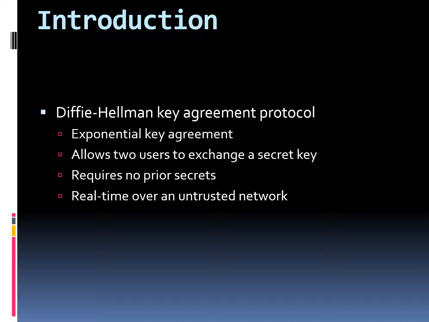Let's see the Diffie-Hellman key agreement protocol. First one is exponential key agreement. Second, it allows two users to exchange a secret key among themselves. Third, it requires no prior secrets. And the fourth one is that it works in real time over an untrusted network.